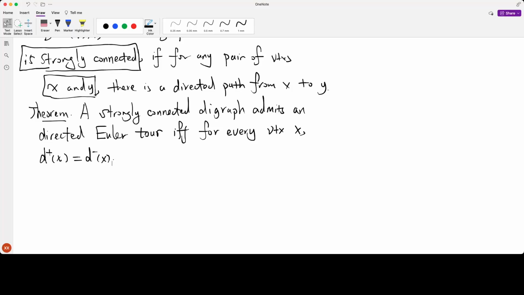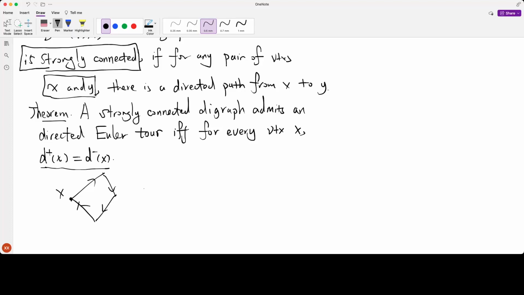Because the proof is very similar to the proof of the undirected graph. It's basically a kind of induction. So you follow the path. Every time you enter a vertex, you have to be able to leave it because of this condition. So you follow the trail, and eventually you will find a closed trail. For example, you start from x and follow the direction and find a closed trail. After you find a closed trail, delete it.